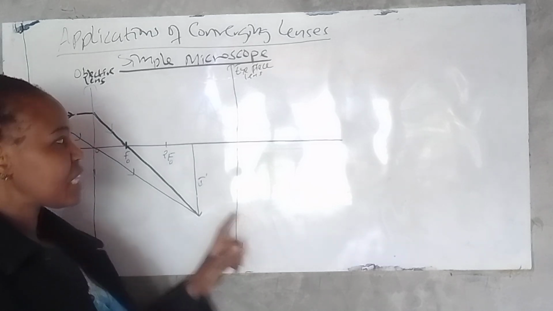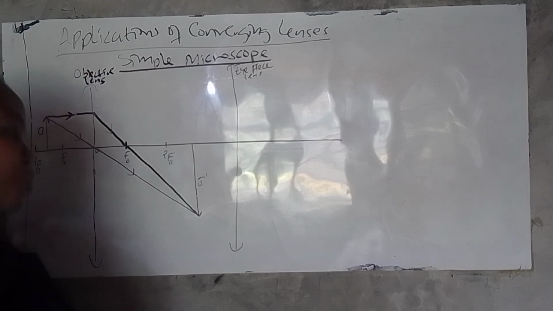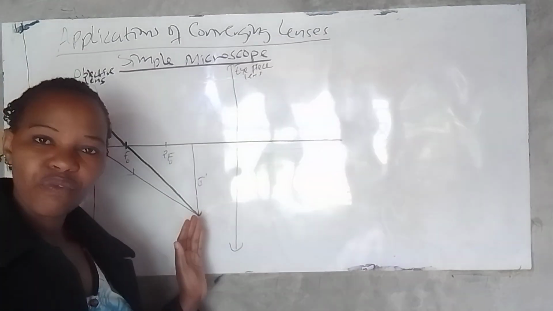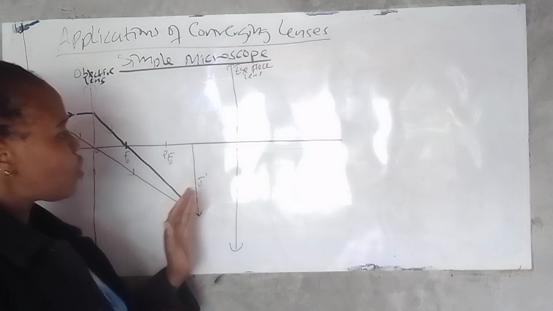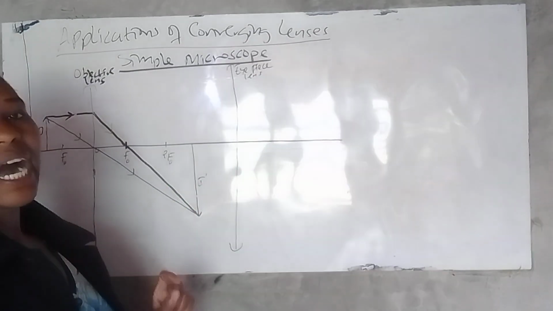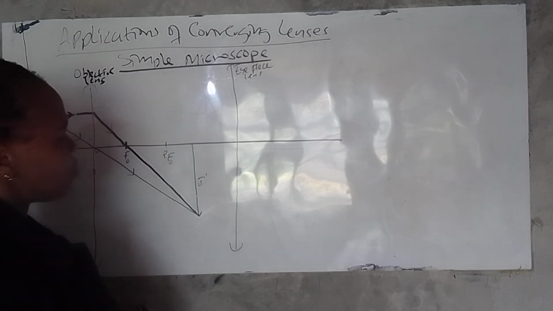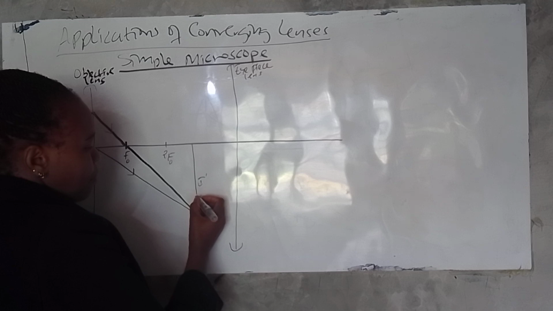Remember, this eyepiece cannot see the object. It cannot see the object. The object is on the other side of the objective lens. So it will see this image of the objective lens as its object. That's very important.